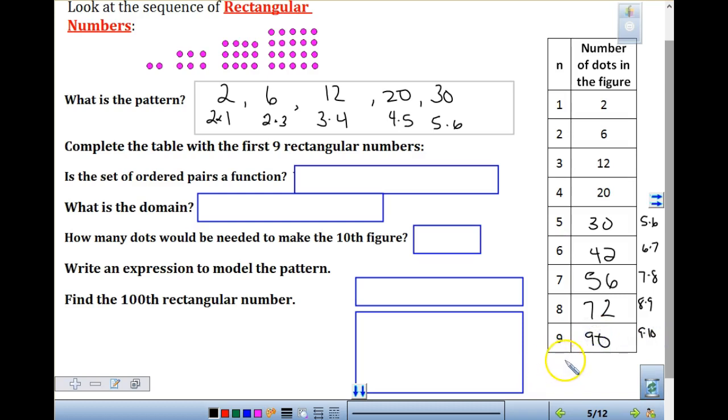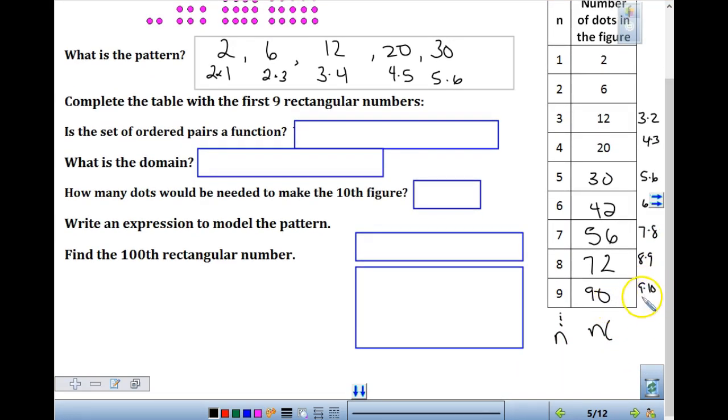And what if I said, okay, I don't want to go with a number, I want n. What do you notice is always happening? When it was 5, it was 5 times 6. When it was 4, it was 4 times 3. When it was 3, it was 3 times 2. So we could say that this is going to be n times what?